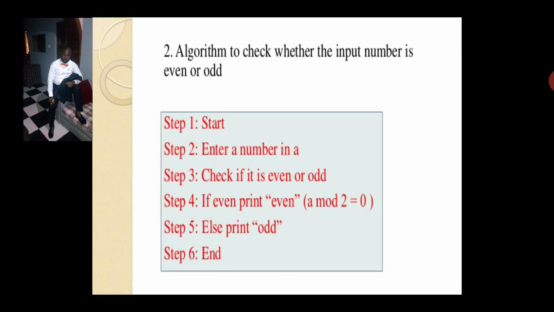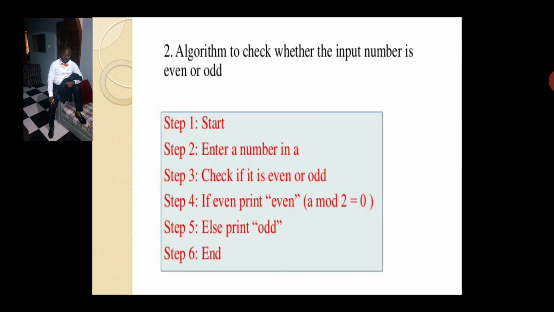Now, you're asked to write an algorithm to check whether the input number is even or odd. Okay, and I hope you know that odd numbers are numbers that when divided by 2 you have a remainder, while even numbers are numbers when divided by 2 the remainder will be 0. Just like we have 2, 4, 6, these are even numbers. So if you divide them, there will be no remainder. The remainder will be 0.